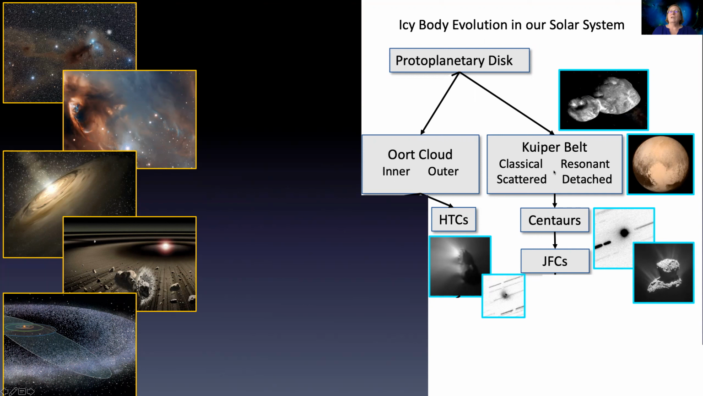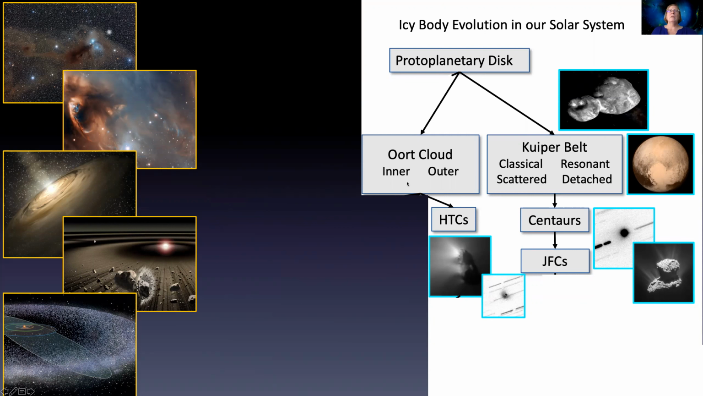They get scattered inwards, spend a significant amount of time in the Centaur stage as they evolve dynamically into the inner solar system, where they end up being Jupiter family comets, where they spend a long time in the inner solar system getting heated. We've only had one comet that came from a different region, formed in a different region, and perhaps is not as heated, and that was with the Giotto mission, which went to a Halley-type comet.